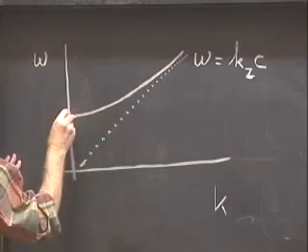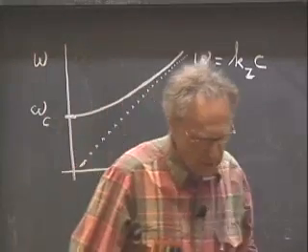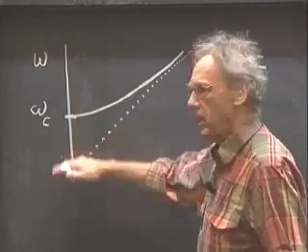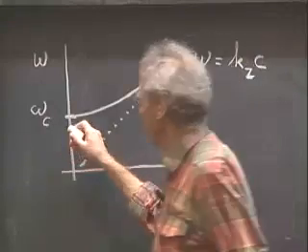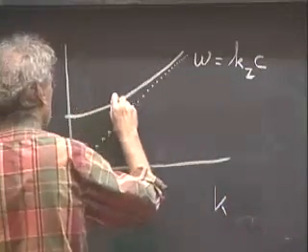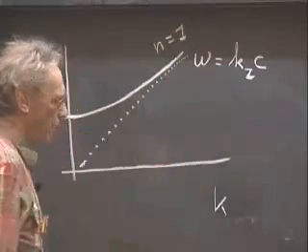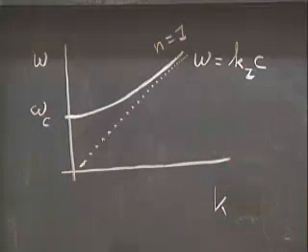And what you see here, there is a value which we call the cutoff frequency, normally called omega c, below which no radiation can go through the pipe. This is not a solution anymore to my wave equation. You're stuck to this line for the mode n equals 1.